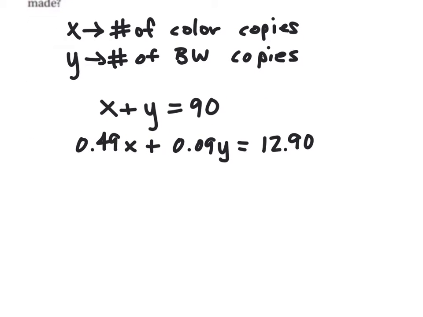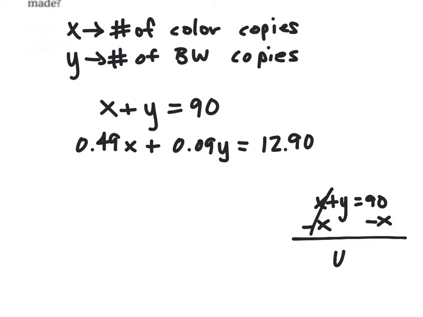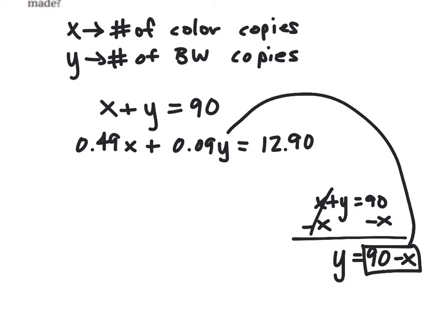You can use any method to solve this. What I usually like to do when I have numbers like this with decimals is substitution. So I'm going to take my first equation, x plus y equals 90, and write that over here. I'm going to solve this equation for y, so I'm going to subtract x from both sides. And so I have the secondary equation where y is equal to 90 minus x. Once I have this, I'm going to substitute this into the y value of my other equation.